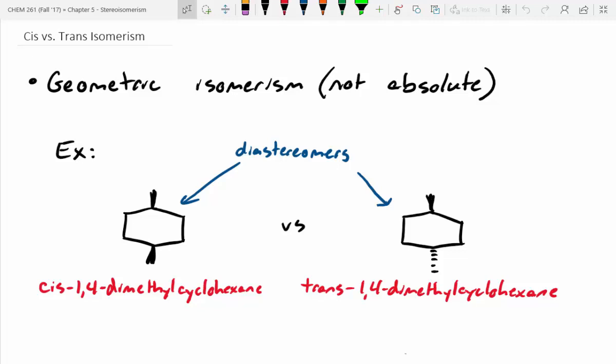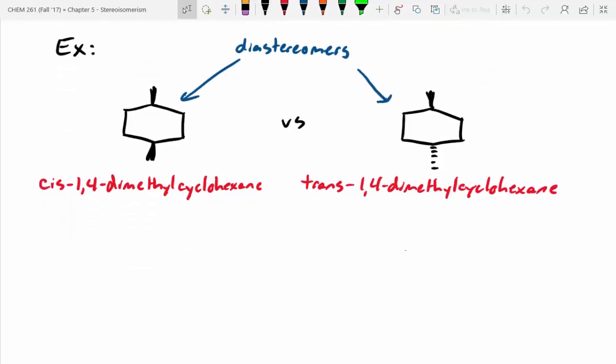All right, yesterday we finished up talking about geometric isomerism. We said that that's not absolute. We had two examples here where we couldn't assign R or S to either of the stereocenters because they aren't stereocenters, but we can identify them as cis or trans. I will tell you guys, though, I'm kind of picky about this. I'm going to write this down.